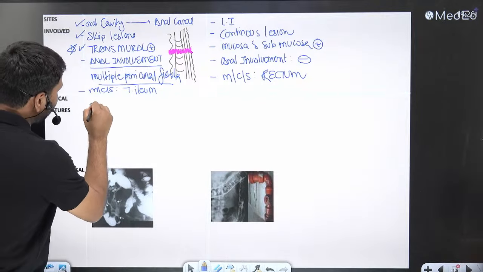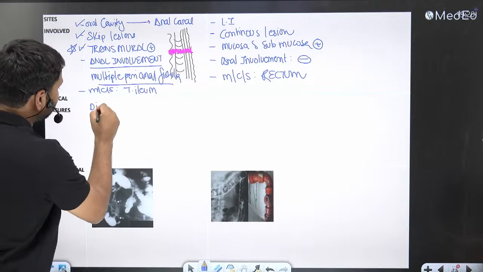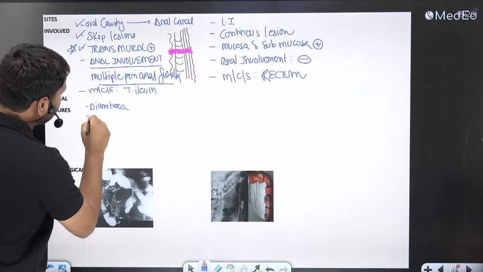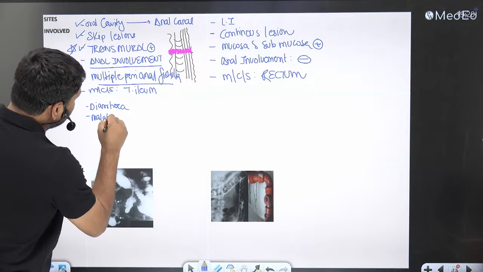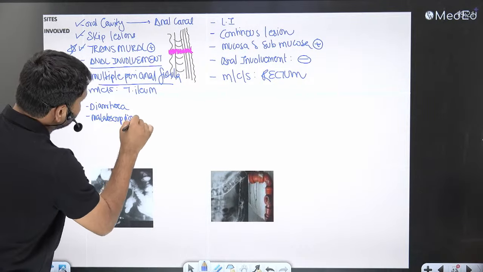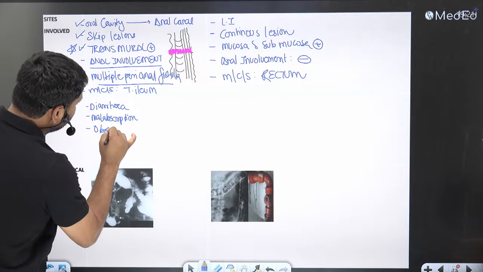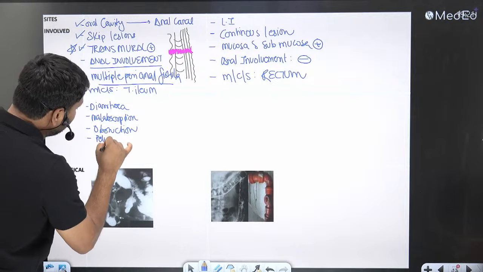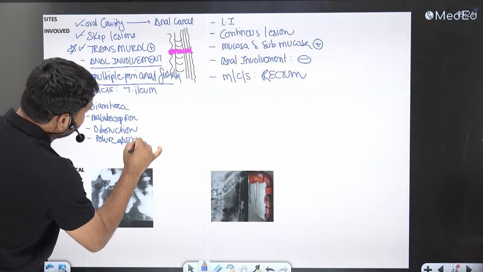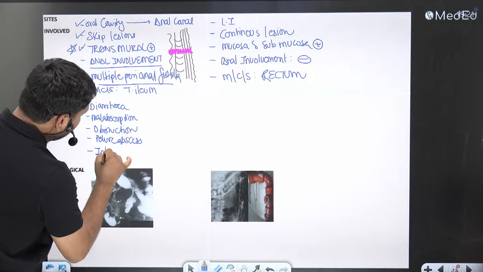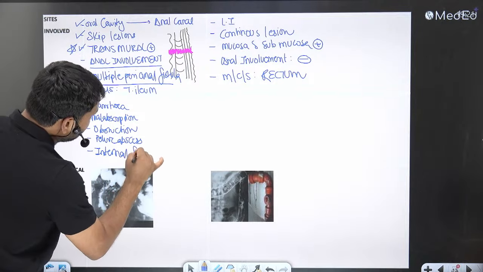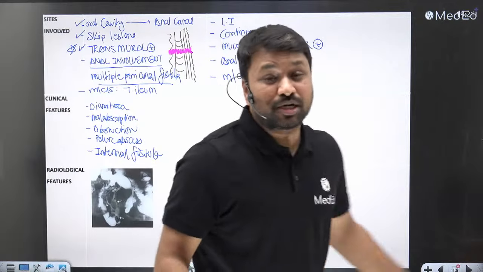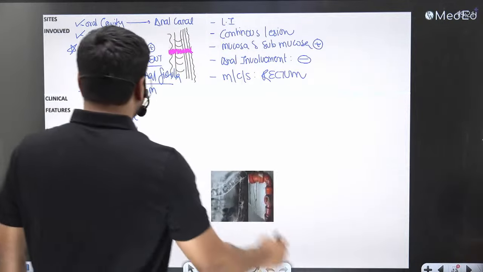In Crohn's patient, because there is inflammation of mucosa and submucosa, they'll be associated with diarrhea. Along with diarrhea, they'll be associated with malabsorption. Along with malabsorption, because of strictures, they can present to you with obstruction, as well as with pelvic abscess because of perforation, and it can result in development of internal fistulas, as explained to you before.